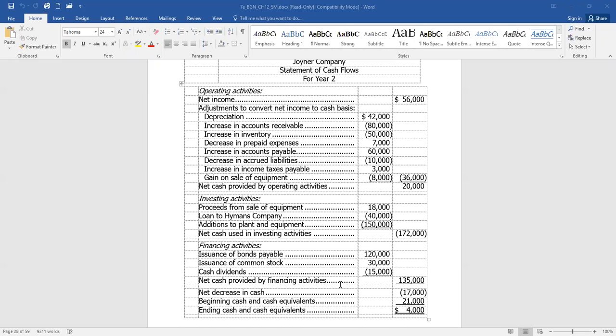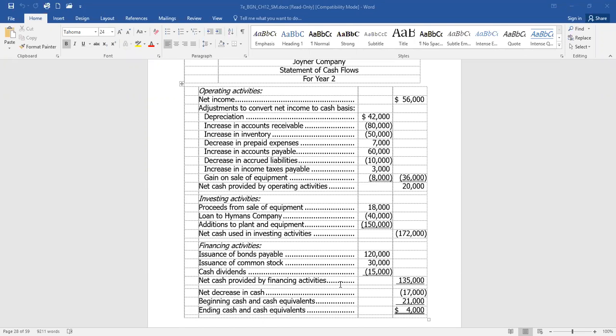Now, we want to see, how did retained earnings change? Well, retained earnings started with a balance of $83,000. During the year, we would have added net income of $56,000. And if that's all that happened, that would be the balance of retained earnings at the end of year 2, $139,000. But it's not, it's $124,000. So the difference is the amount the company paid out as cash dividends.